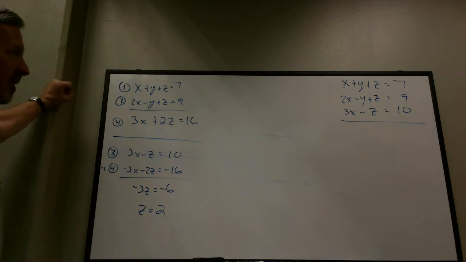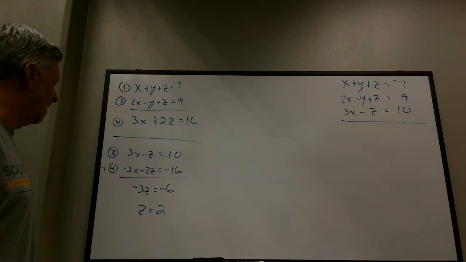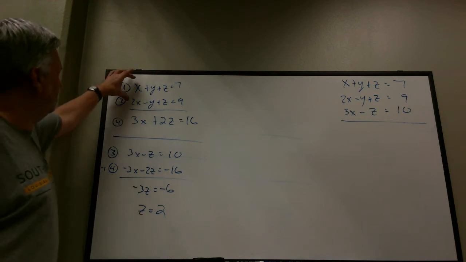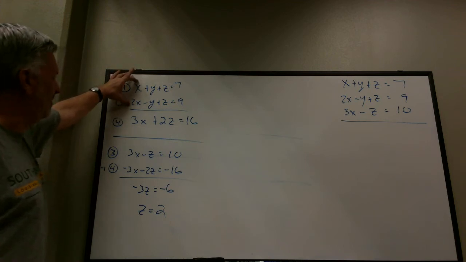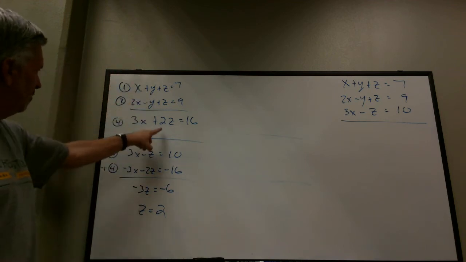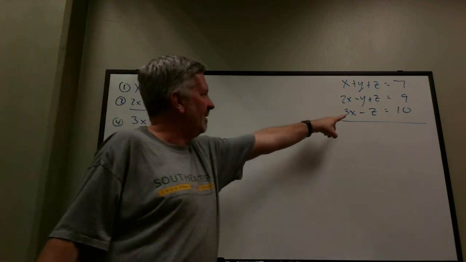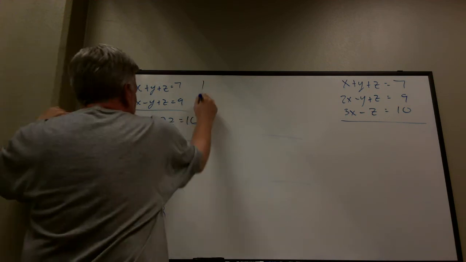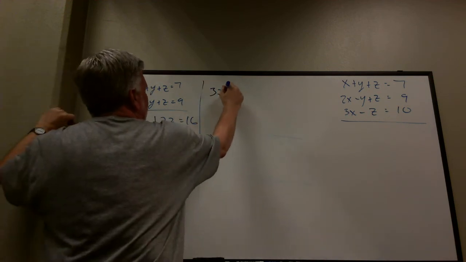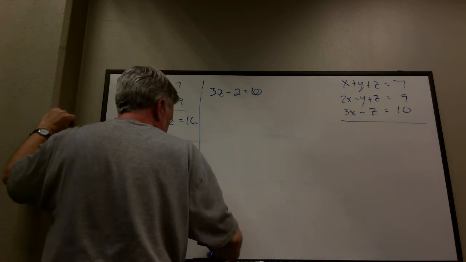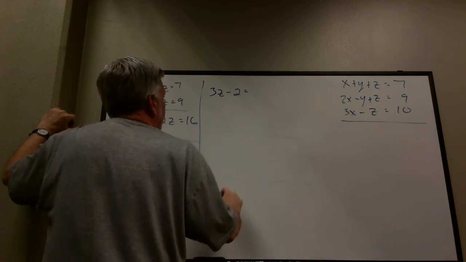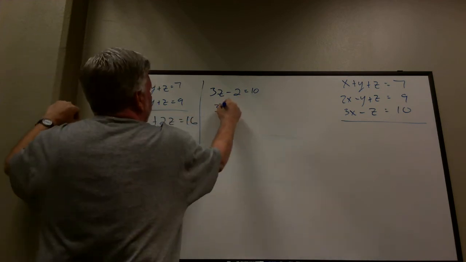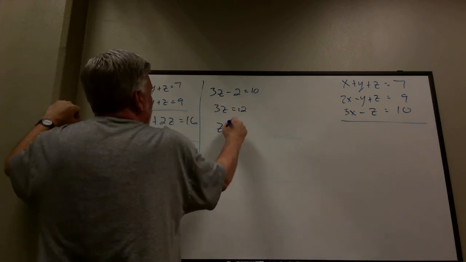Now we have to go back and find the other variables. When you're plugging z back in, don't go back to the original equations 1 and 2 where you have 3 variables. I would either plug the 2 back into equation 4 or go back to equation 3. I'll just use the original equation. I'm plugging z is 2 back into the third equation, so 3x minus 2 is 10. So 3z is 12 and z is 4.